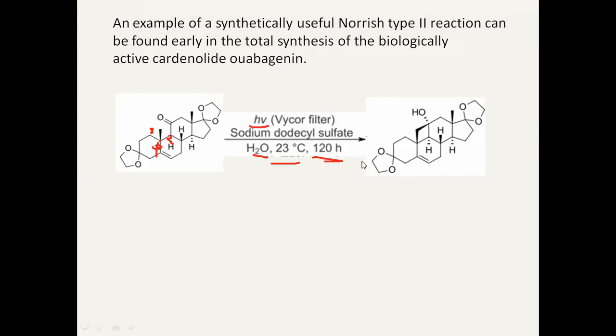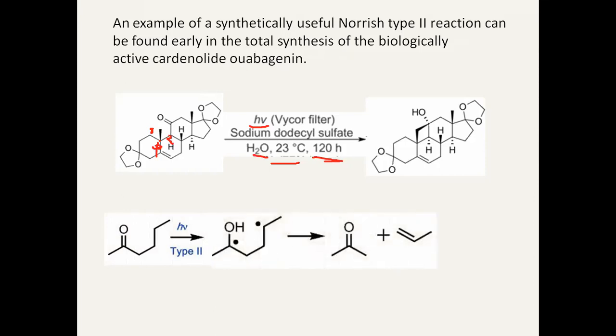Okay, fine. The example can be extended like this. A simple example for Norrish type 2. So what product can we expect from this? You can say the mechanism is like this. Acetone and propene are the products which are formed in this reaction. Okay, so this is all about the Norrish type 2 reaction.